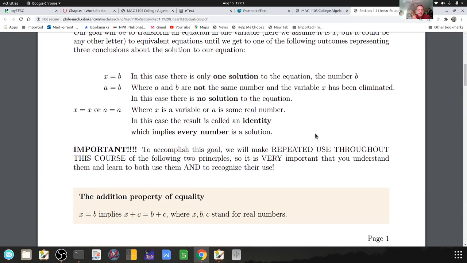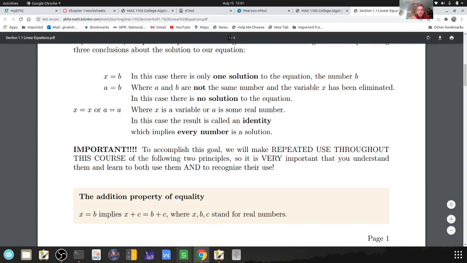And the final case is that we get x is equal to x, and literally that says x is equal to x. Absolutely. Like if it rains, then it rains. And x is our variable. So x is equal to x. x is always identical to itself. That's the reason they're called identities. Or we have a is equal to a.